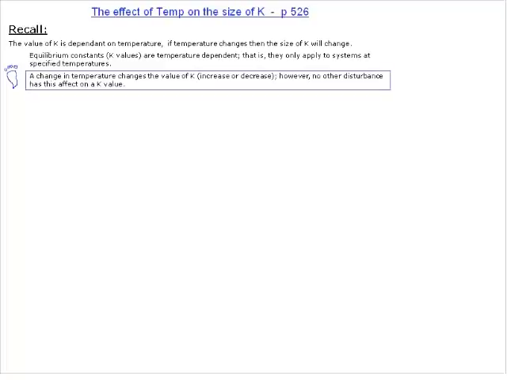All right, I put a little footnote by that. A change in temperature changes the value of K. No other disturbance has the effect on K. If I change the gas volume or the gas pressure, K stays the same. If I change the size of my container, K stays the same. The only thing that's going to change K is if I put it in a hot bath or cool it down, heat it up or cool it down, then K will change. So what we want to do is look at the effect of changing K.